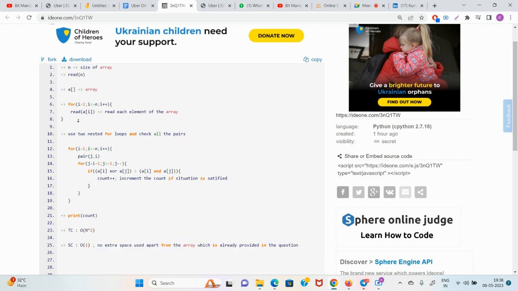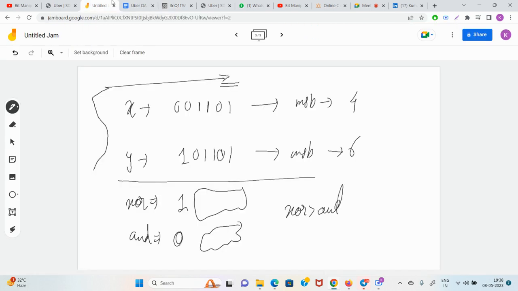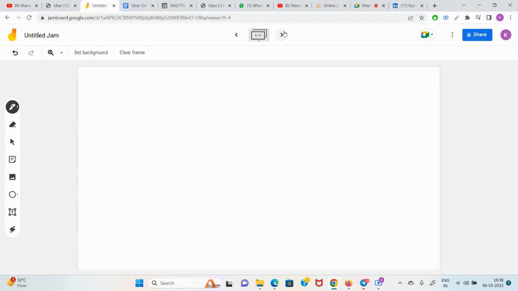So I hope, guys, the brute force solution is simple and clear to everyone. Still, if someone wants to know, I can explain them using this method also.